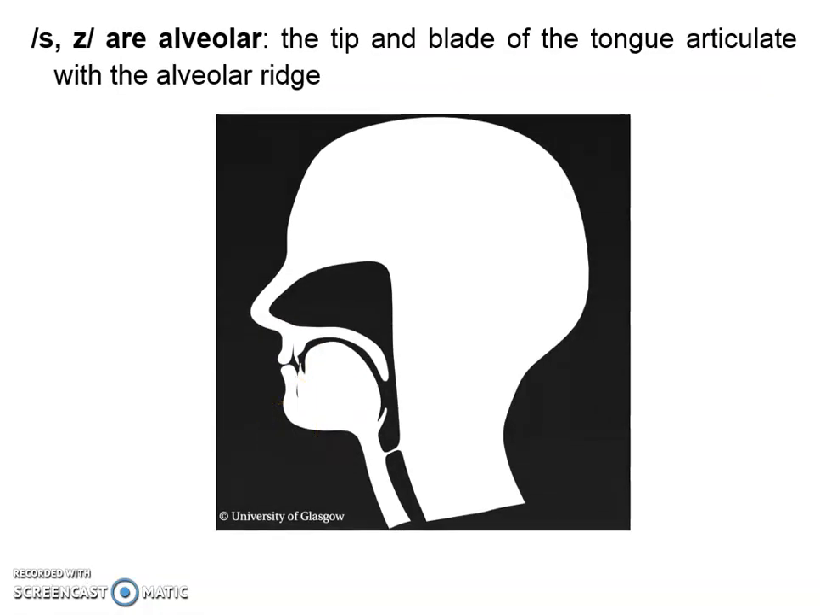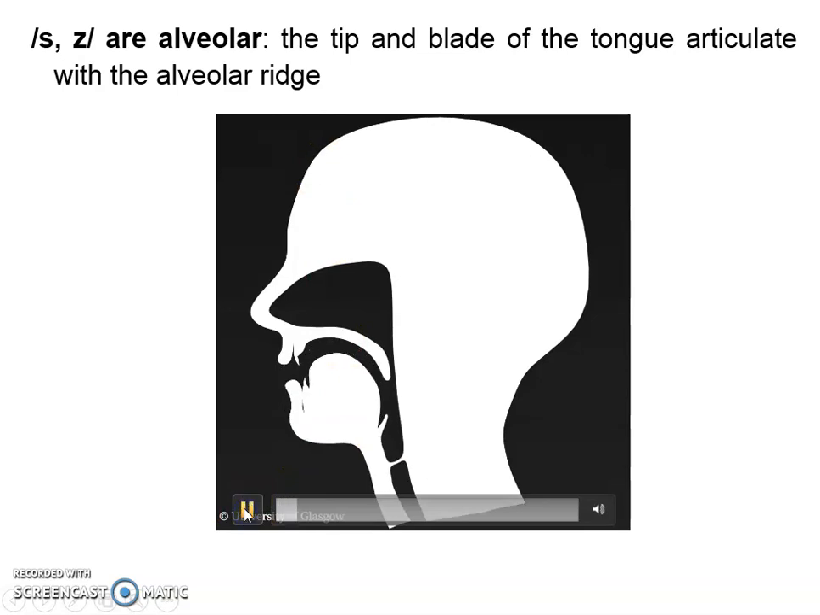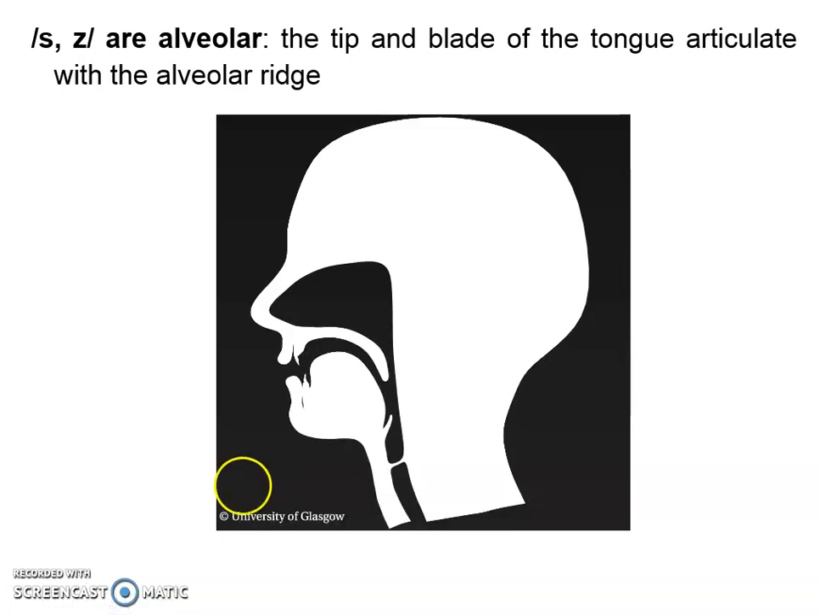Now, s, z. They are alveolar because the tip and blade of the tongue articulate with the alveolar ridge. Let's watch the animation here. Again. Right. Z, z. Remember, these animations have been taken from the chart of the International Phonetic Association, where you can click on the sounds and you can get an animation or a magnetic resonance image.